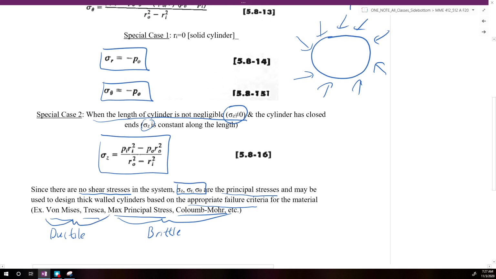All right. So that concludes the derivations for the radial stress, the tangential stress, and the stress along the z-axis for thick-walled cylinders undergoing internal or external pressure.